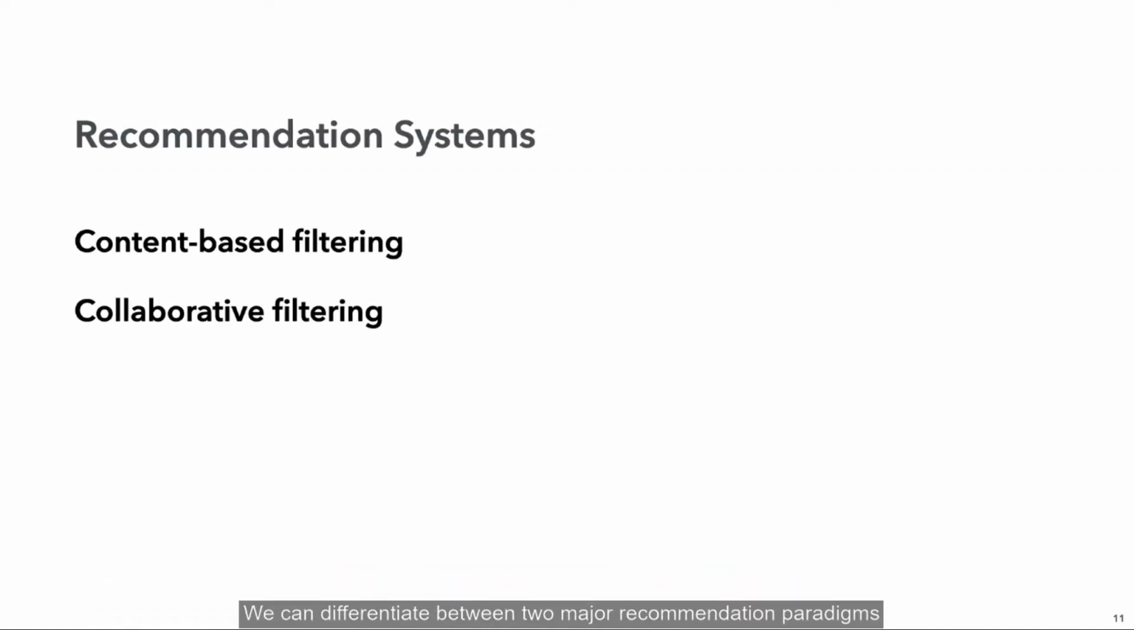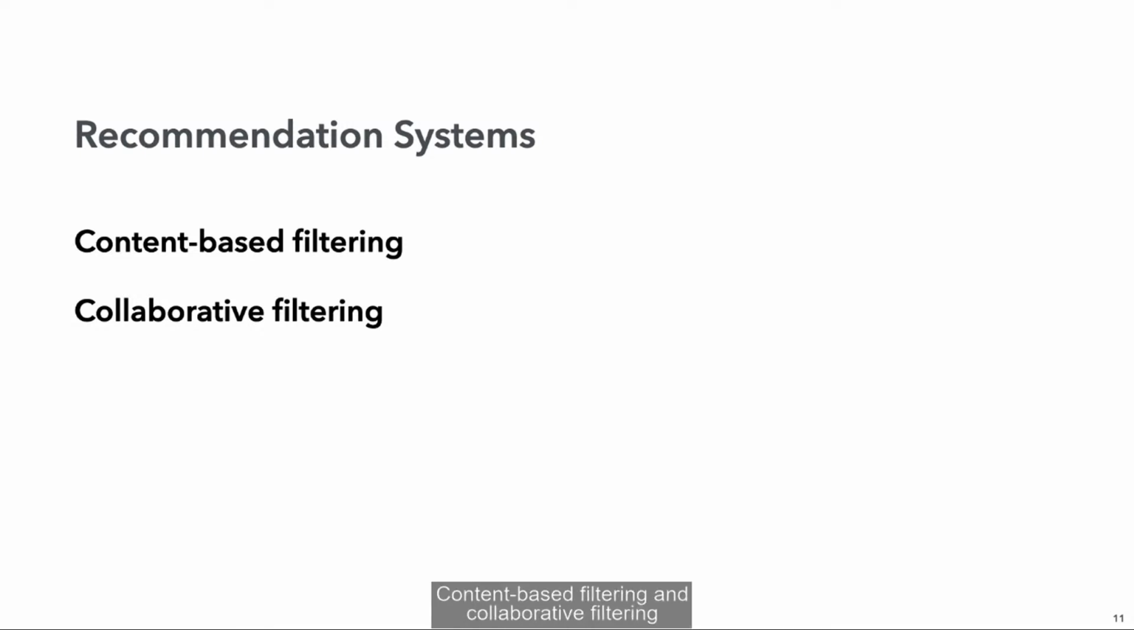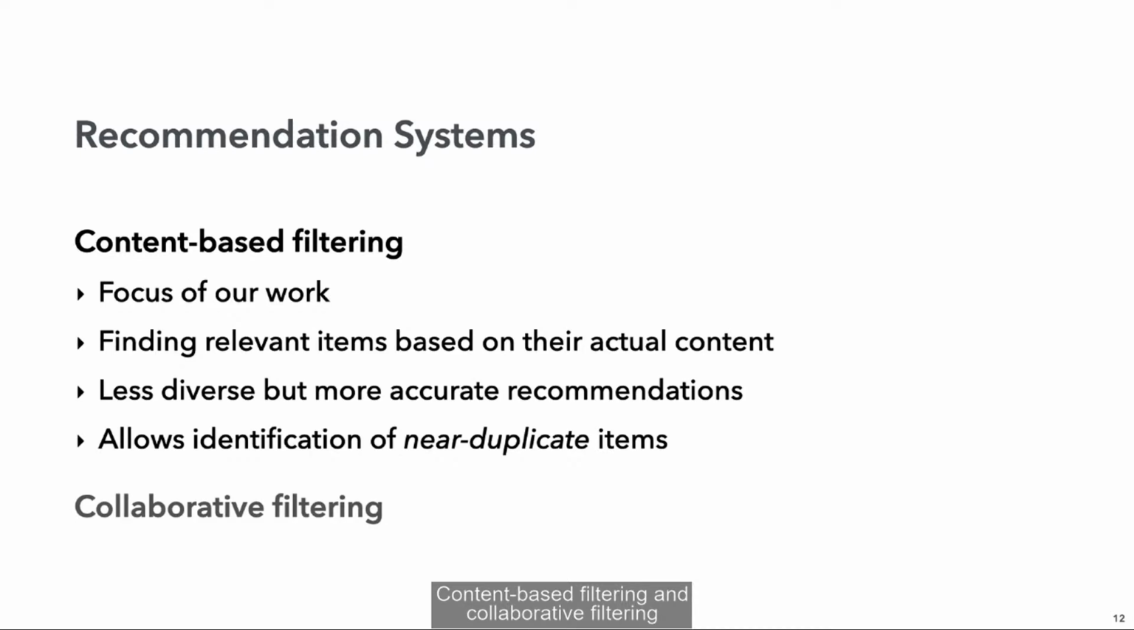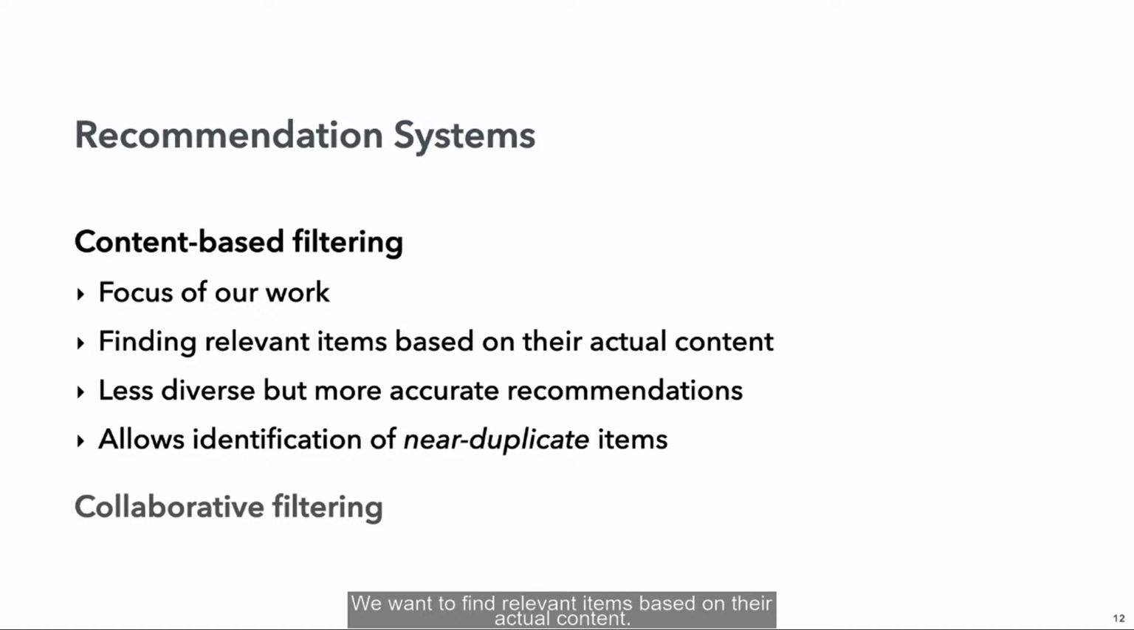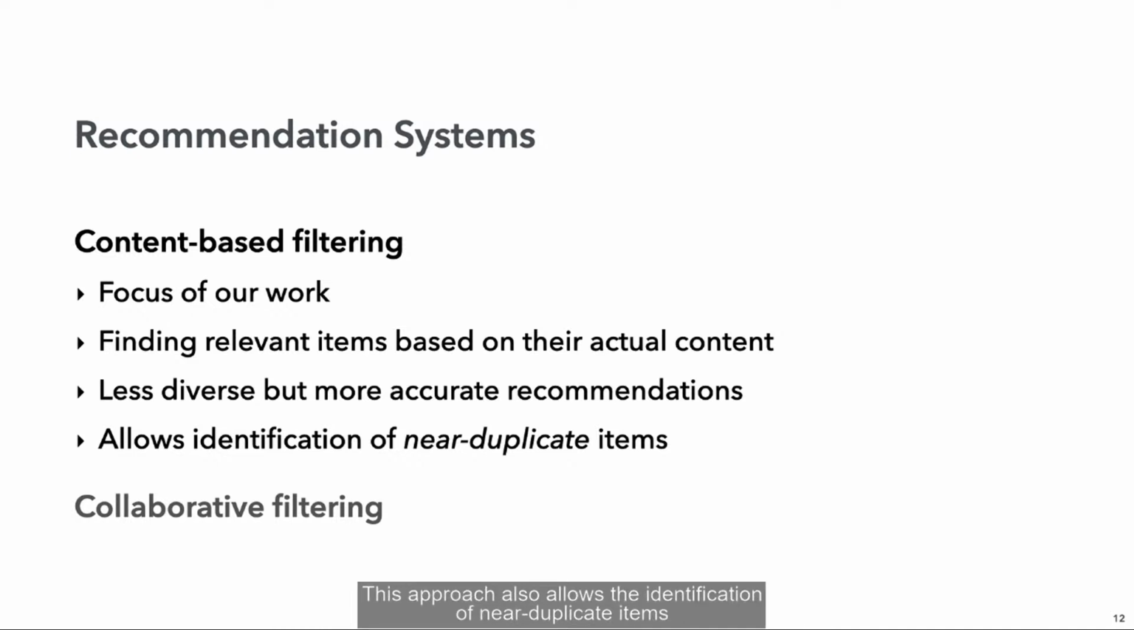We can differentiate between two major recommendation paradigms: content-based filtering and collaborative filtering. Content-based filtering is the focus of our work. We want to find relevant items based on the actual content. These recommendations are usually less diverse, but more accurate. This approach also allows the identification of near duplicate items, which are highly relevant in some cases, but need to be excluded in other cases.